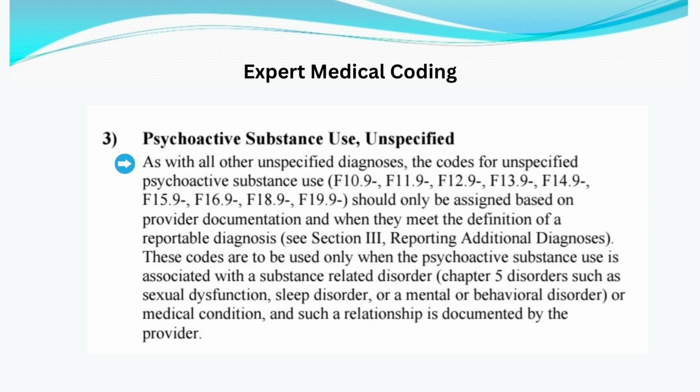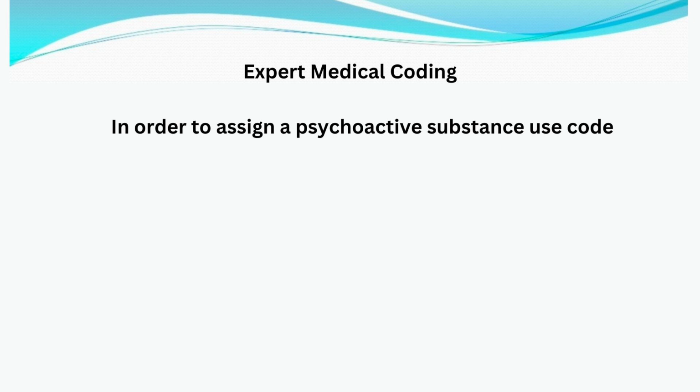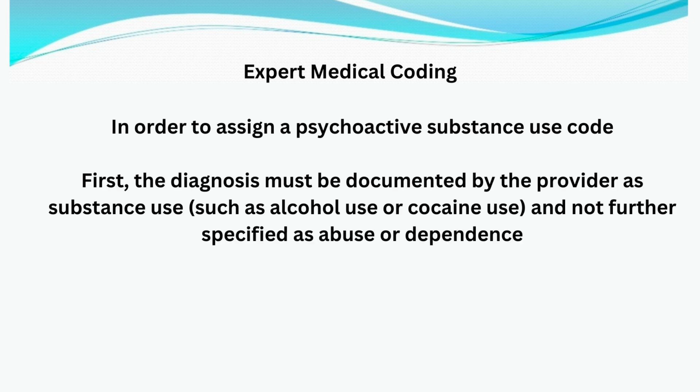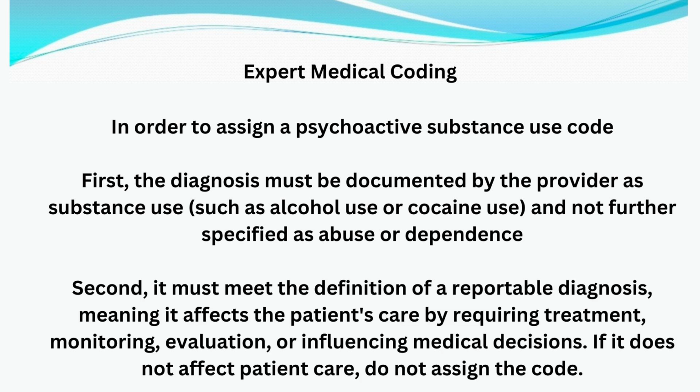Now that we have read the guideline, let's understand it in a more easy way. In order to assign a psychoactive substance use code, first, the diagnosis must be documented by the provider as substance use, such as alcohol use or cocaine use, and not further specified as abuse or dependence. Second, it must meet the definition of a reportable diagnosis, meaning it affects the patient's care by requiring treatment, monitoring, evaluation, or influencing medical decisions. If it does not affect patient care, do not assign the code.